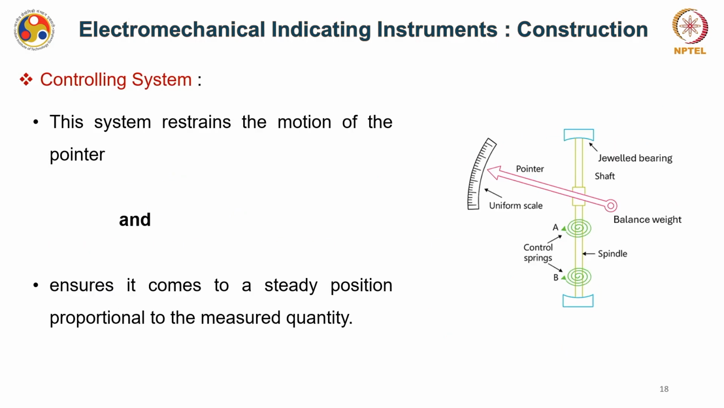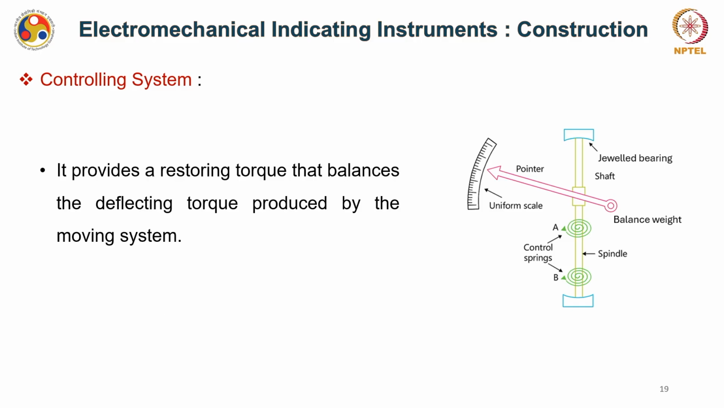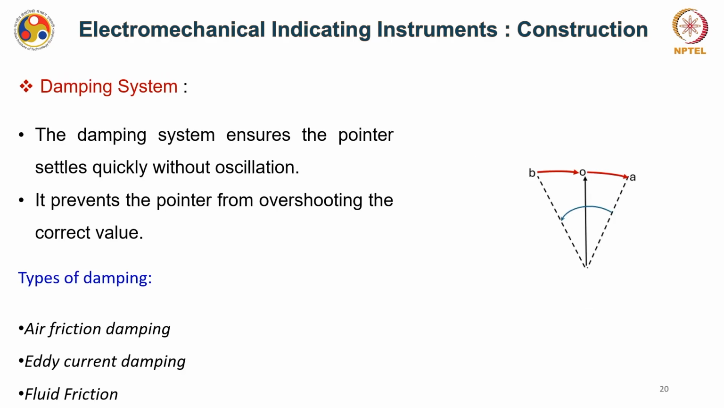All right. Then you have the controlling system. Now, this system restrains the motion of the pointer and ensures it comes to a steady position, which is proportional to the measured quantity. We have discussed this controlling system in a little detail when we talked about the controlling torque. So, we have seen that this controlling system provides a restoring torque which balances the deflecting torque which is produced by the moving system, or the deflecting system.